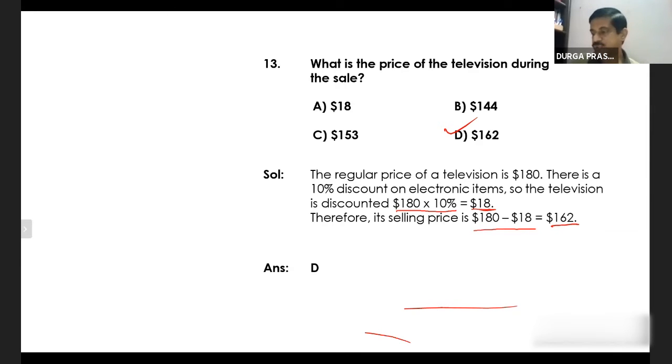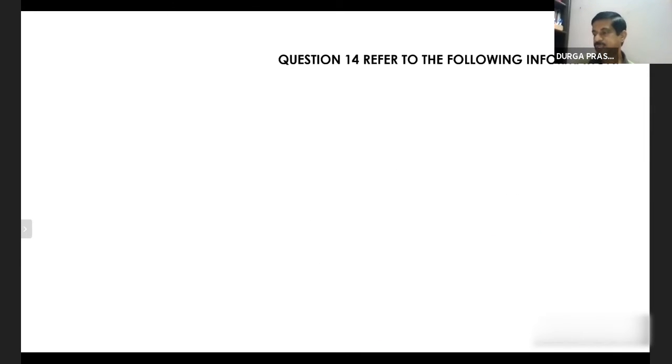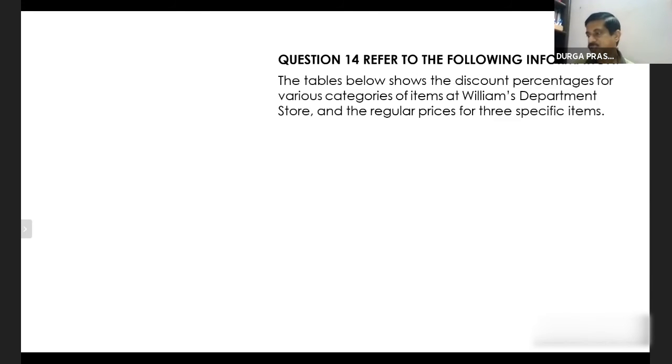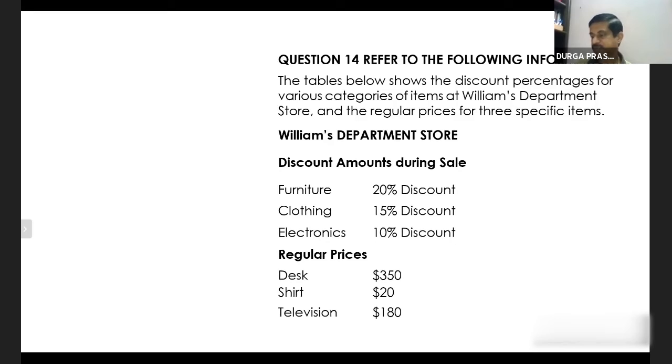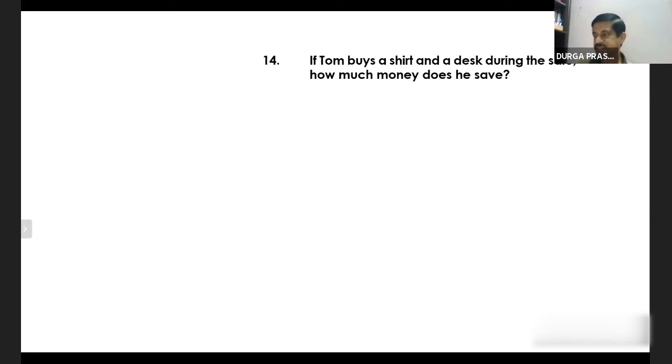Okay, children, let us go to the next question. Look at this. Question refers to the following information. So this is same. Williams department store, everything is same as it was in the previous case. So see, the discounts and the prices are same. Okay. Now let's move to the question. So this all we have already discussed. So no need to discuss again.